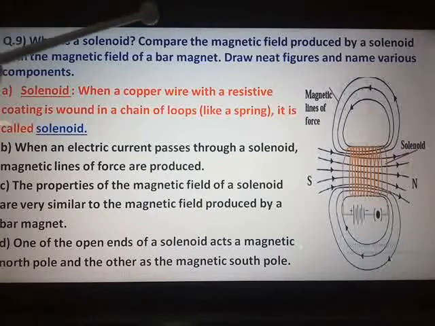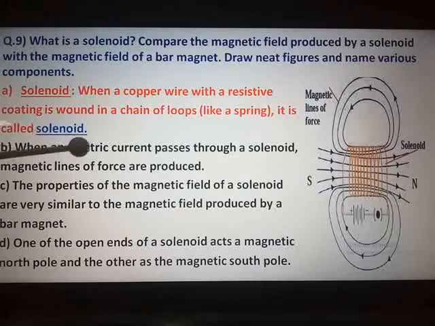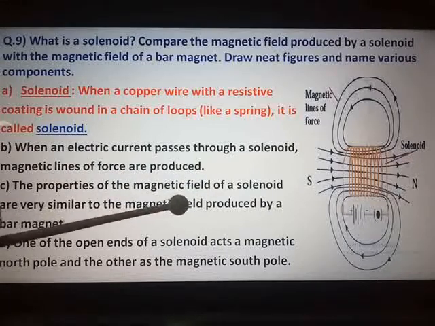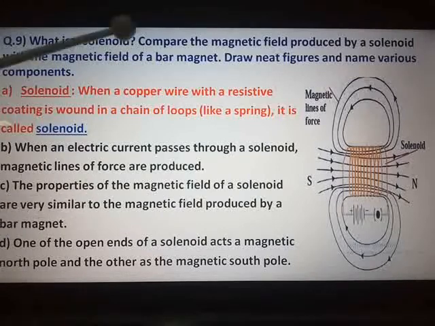Now you are going to compare the magnetic field produced by a solenoid with the magnetic field of a bar magnet. You know it is same. So continue marking. When an electric current passes through a solenoid, magnetic lines of force are produced. Go to the next paragraph, second line. The properties of the magnetic field of a solenoid are very similar to the magnetic field produced by a bar magnet. Here we have compared between the magnetic field by a solenoid and of a bar magnet.